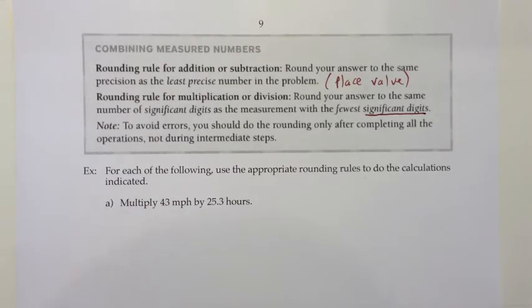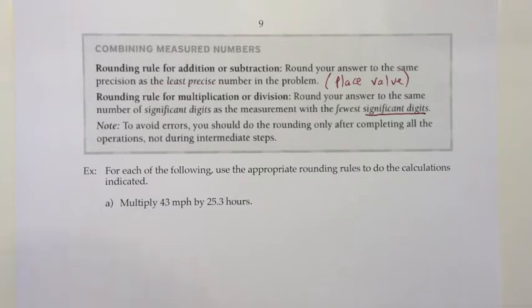And the note here is that to avoid errors, you should do the rounding only after completing all the operations, not during intermediate steps. As I've mentioned several times, whenever you round, you bring in error, so we don't want to round every step of the way and bring in error at multiple points. We want to make our calculation using our numbers, just write all the decimals and digits along the way, and then when we get done, we would round it to the number of place values and significant digits that make sense according to these rules. So let's go ahead and take a look at that with a few examples.